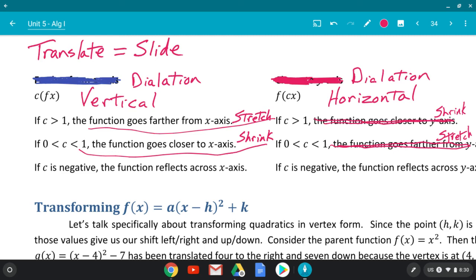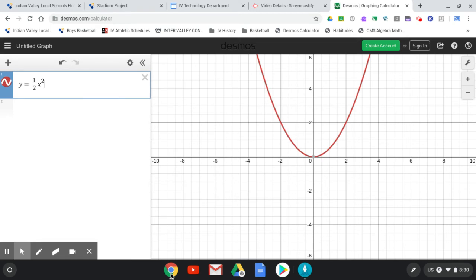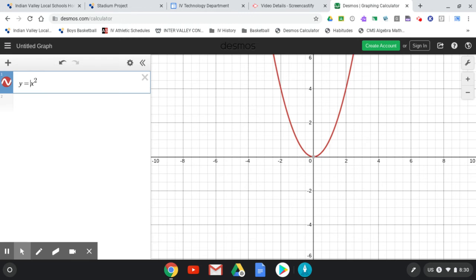Okay? Let me go back to Desmos and give you an idea. Had to put the parentheses in here. Ready? Are you watching? 1, 2, 3. Oh my gosh. I mean, we got thinner. Now think about it. We're talking about horizontal now, right? So since it's greater than 2 or greater than 1, it's going to be a shrink.